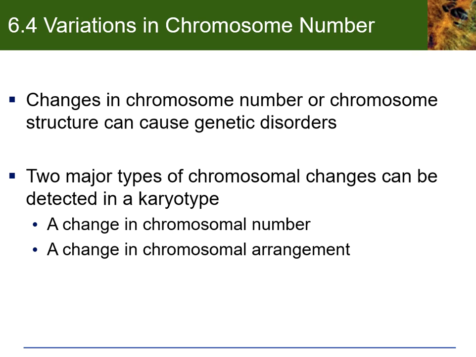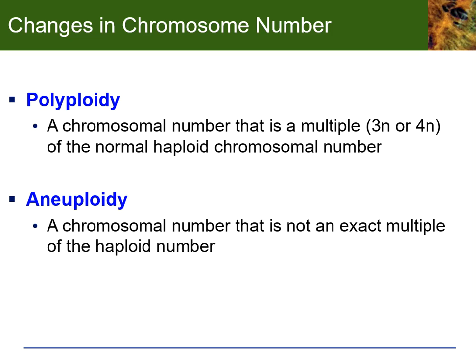Changes in chromosome number or chromosome structure can cause genetic disorders. There are two major types of chromosomal changes that can be detected in a karyotype. They are a change in chromosomal number or a change in chromosomal arrangement. So changes in chromosome number include polyploidy and aneuploidy. Polyploidy is a chromosomal number that is a multiple, like 3n or 4n, of the normal haploid chromosomal number, which is n. Aneuploidy is a chromosomal number that's not an exact multiple of the haploid number.